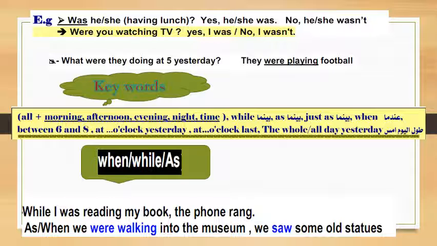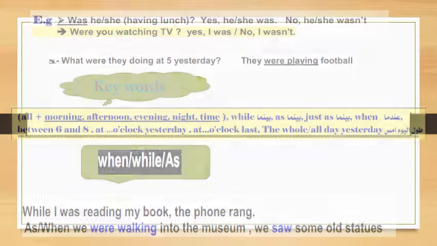المهم عندنا جدا when و while و as. while و as و just as followed by past continuous and the other side of the sentence past simple. Look at these two examples. While I was reading my book, the phone rang.